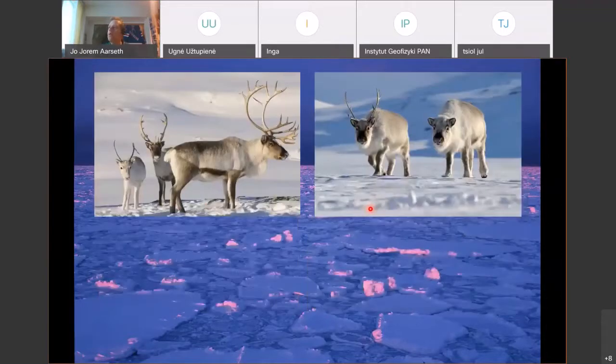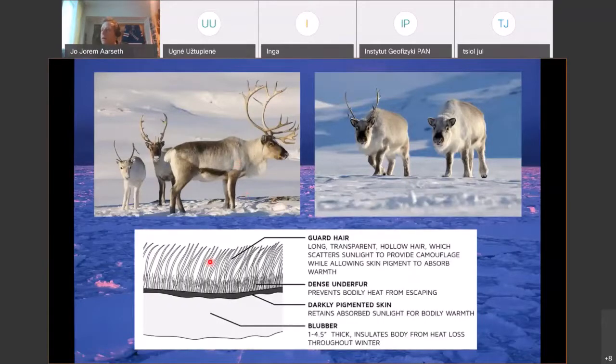So also the reindeer, Arctic reindeer, Svalbard reindeer on the right side and domestic reindeer on the left side, have also very good fur with guard hairs, which are air filled, so they can trap air. They have dense underfur, which also prevents body heat loss from the body. Then they have a dark pigmented skin.